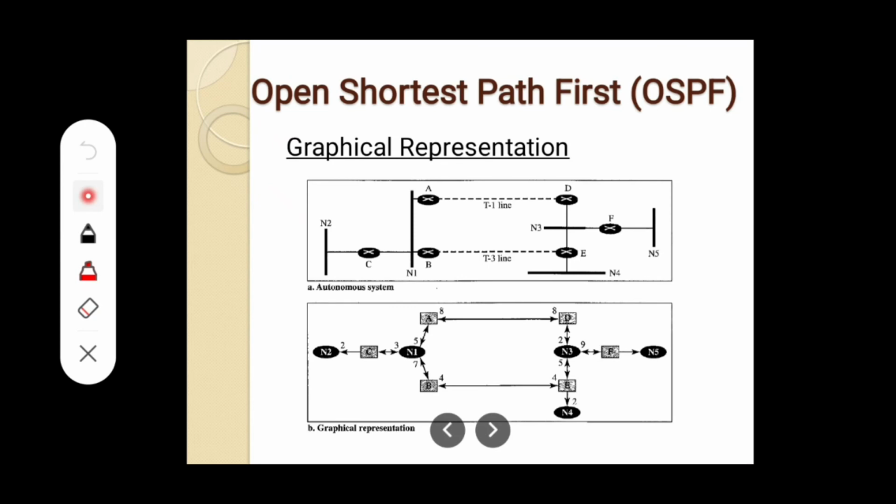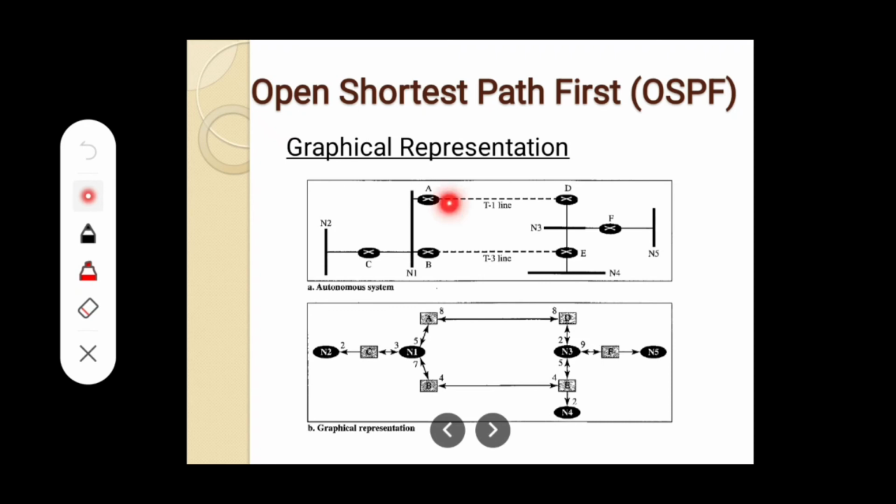Next is a graphical representation for the autonomous system. So this is an autonomous system, and it will be having different networks. This line is called a network. We are having network 1, network 2, network 3, network 4, network 5, and this is also a network, a point to point network, meaning a network between two routers.